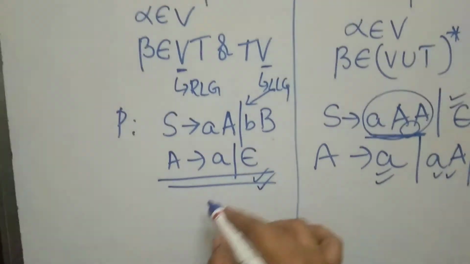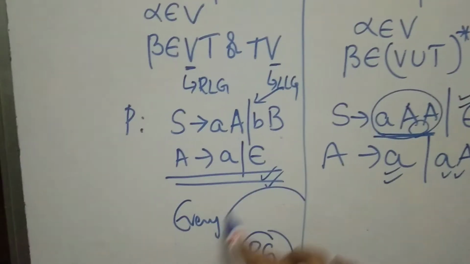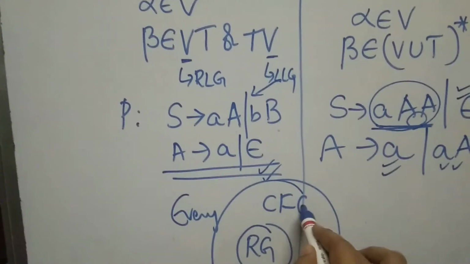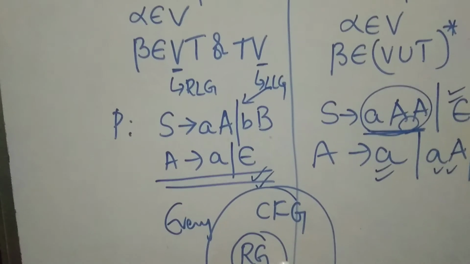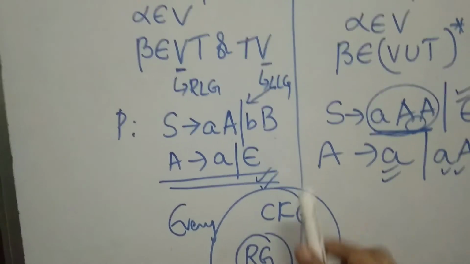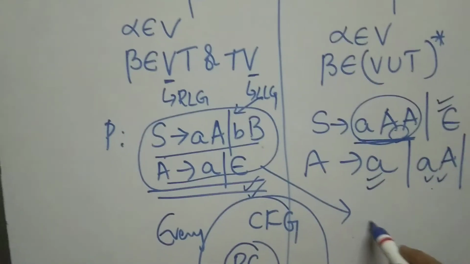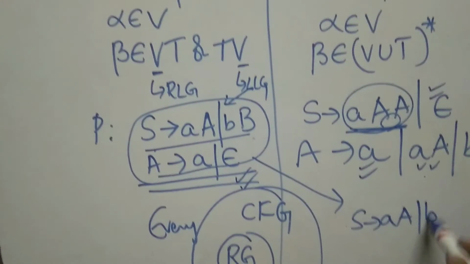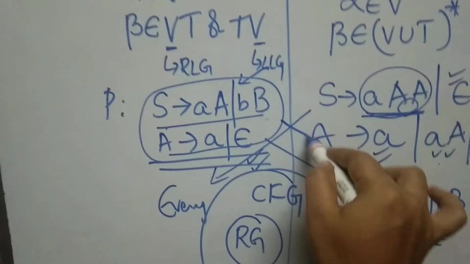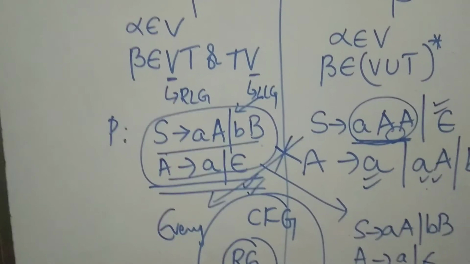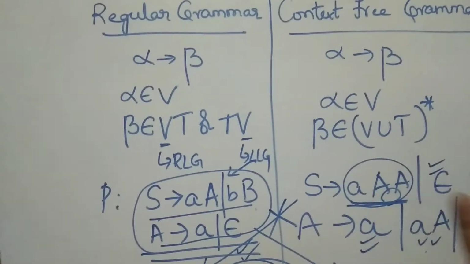Every regular grammar is a subset of context free grammar, but the converse is not true. That means a regular grammar is always a context free grammar. If you observe, this same grammar as it is can be called a context free grammar, but the reverse does not hold: a context free grammar is not always a regular grammar. So this is the difference between regular grammars and context free grammars.